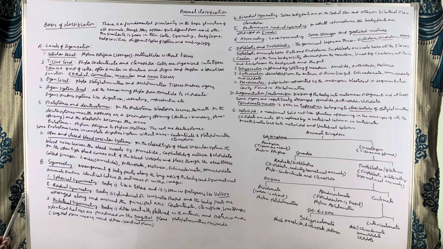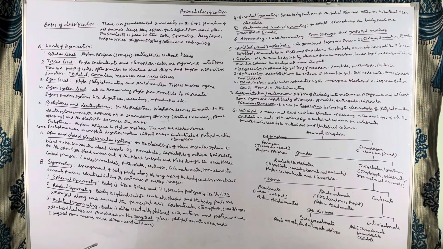Then another important level of organization is symmetry. Symmetry means arrangement of body parts along the principal axis or the long axis of the animal. If the body parts are arranged symmetrically along the long axis or principal axis, we can say there is symmetry. If the body parts are not arranged systematically along the principal axis, it is known as asymmetry. Then symmetry is again many types. The first one is spherical symmetry.